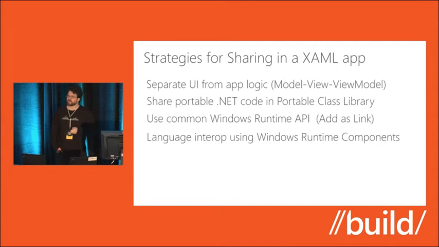We then talked about sharing portable .NET code in a portable class library. This technique is going to be very valuable to you, and how much you can share will depend a lot on the size of your app and the complexity of your app logic and view model, but we think you'll be able to share quite a lot there. And then from a convergence standpoint, Doug pointed out the Windows Runtime Common API, and we have a surface area there that is shared, and you can write your code once. You can use that as link and share that code, so you're writing it once and sharing everywhere. And finally, in an app like this, we showed you language interop using Windows Runtime Components.